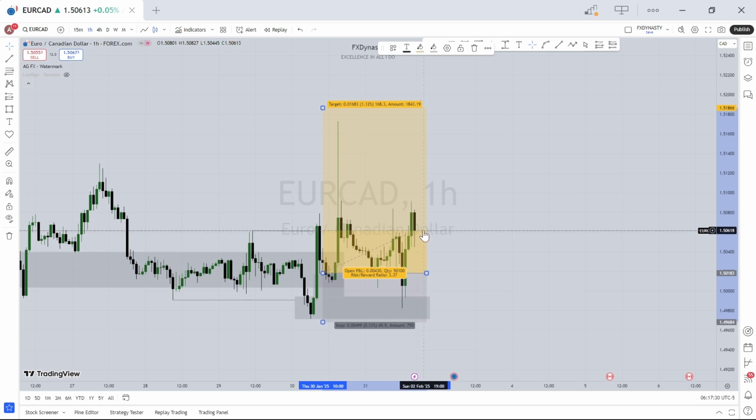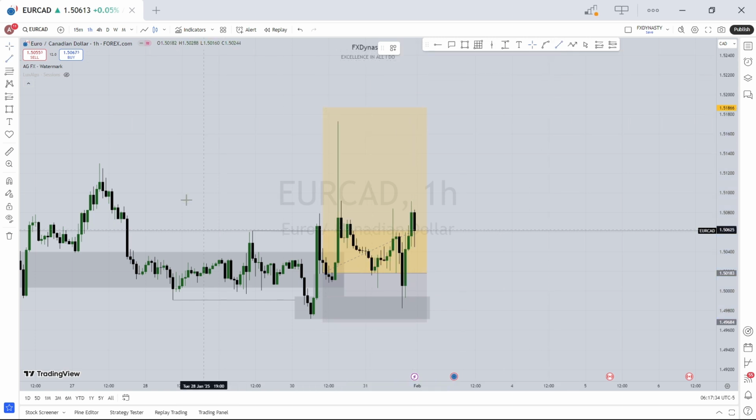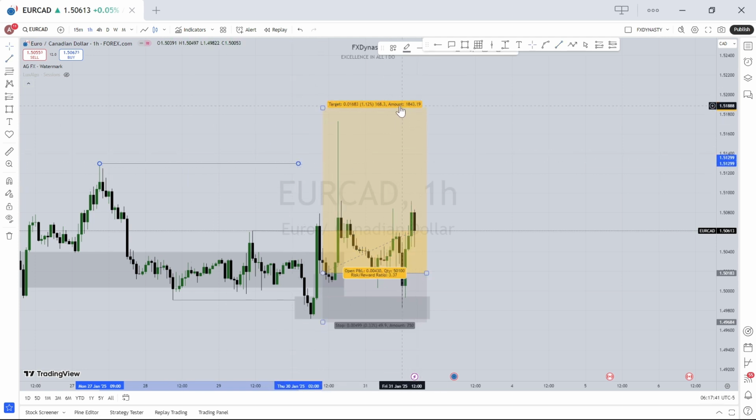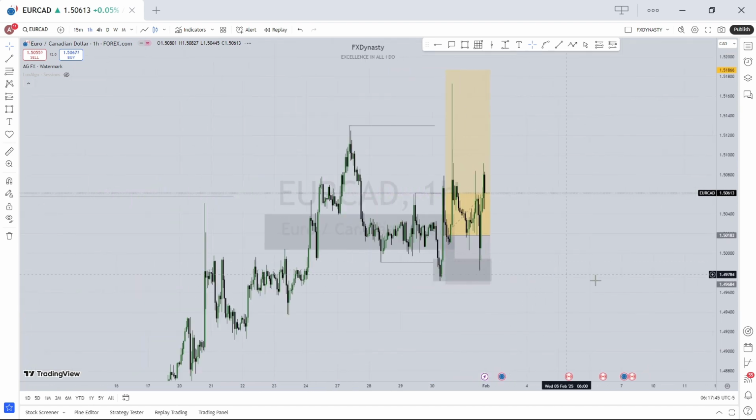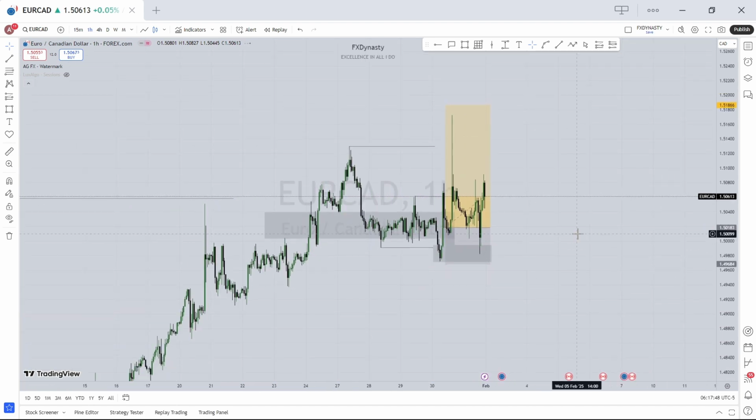Hopefully, coming this week, we should be able to see price go even higher, making a body close above this high. If we make a body close above this, potentially we should be able to take out this high. So on EURCAD, we are bullish on EURCAD, bearish on GBPUSD, and we are bullish on DXY. So this is it for today's weekly outlook.